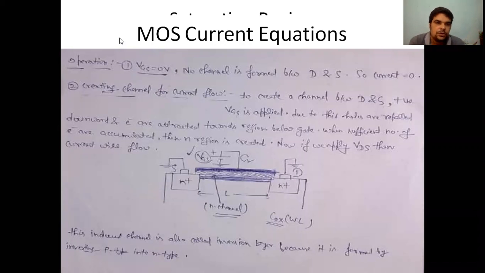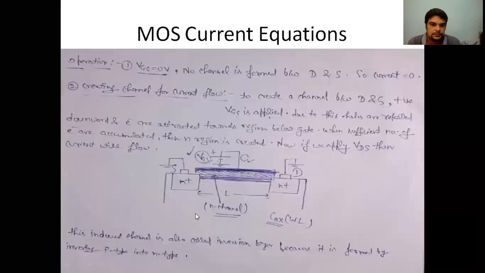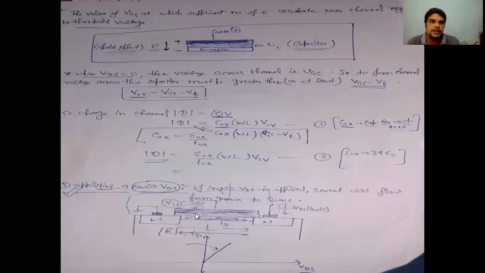Okay. So this point we have already discussed. When VGS is 0, no channel is formed between drain and source, so current is 0. Here we are discussing how to create a channel. In order to create a channel, VGS greater than VT should be applied. Okay, so the channel will be formed here. This is a pretty simple case. These terms we have already discussed.